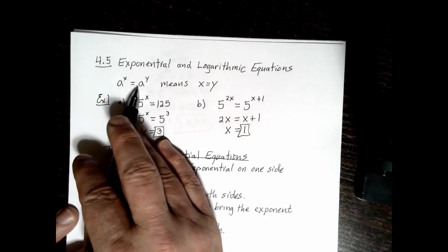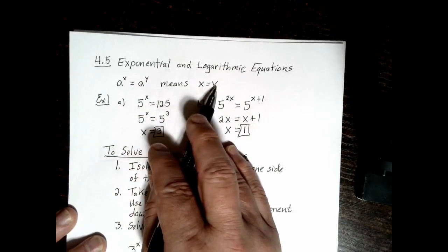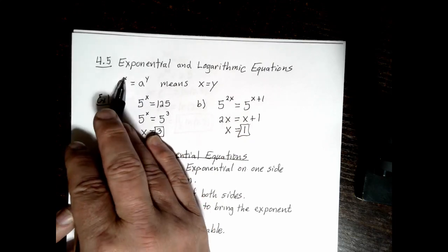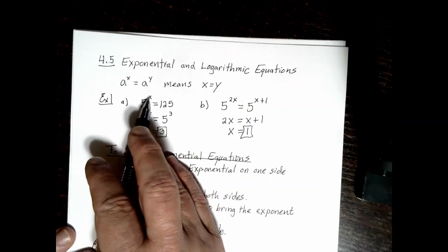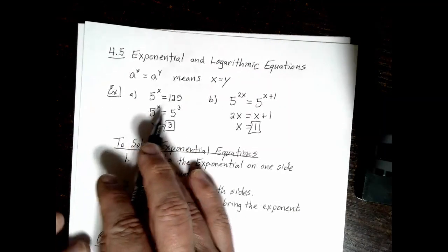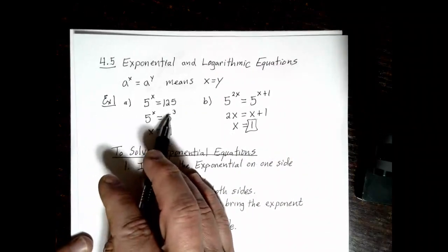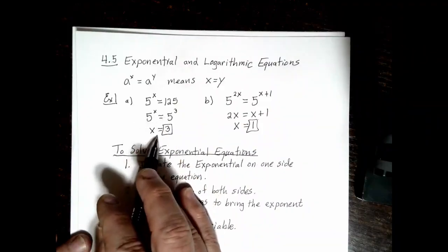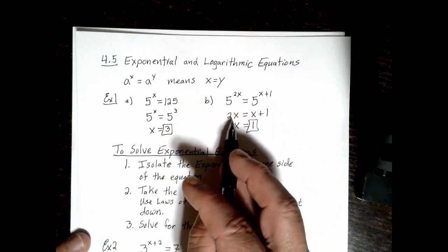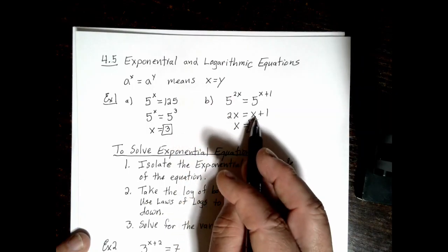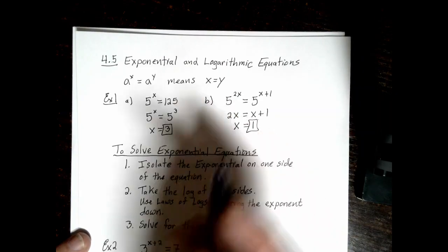So a to the x equals a to the y. Then you know that x has to equal y. If the bases are the same, the exponents must be equal. So if you got 5 to the x equals 125, you can write 125 as 5 cubed, so x has to equal 3. 5 to the 2x equals 5 to the x plus 1. Well, that means their exponents must be equal, and when you subtract x from both sides, you get x equals 1.